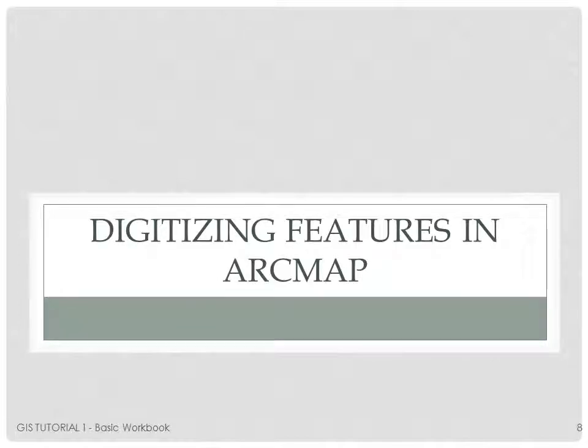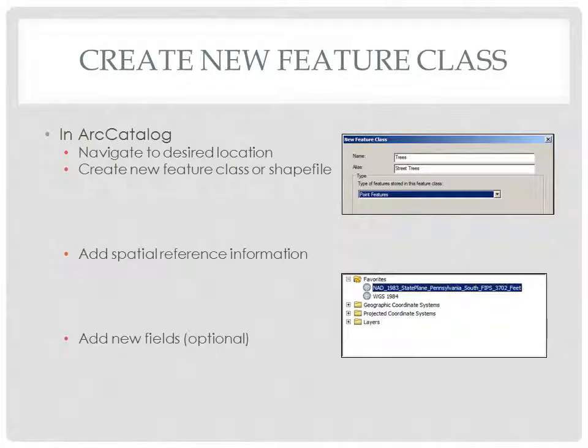In the next section, we'll look at digitizing and creating new features in ArcMap. So in order to do this, you'll see in the lab manual, you'll be creating new feature classes in ArcCatalog. You create a new feature class by navigating to the desired location, a folder, or more typically a geodatabase. And then you right-click and go to New, and you create a new feature class as either a point, a line, or a polygon. You'll need to add the spatial reference information that matches your target data, and then add new fields as needed.